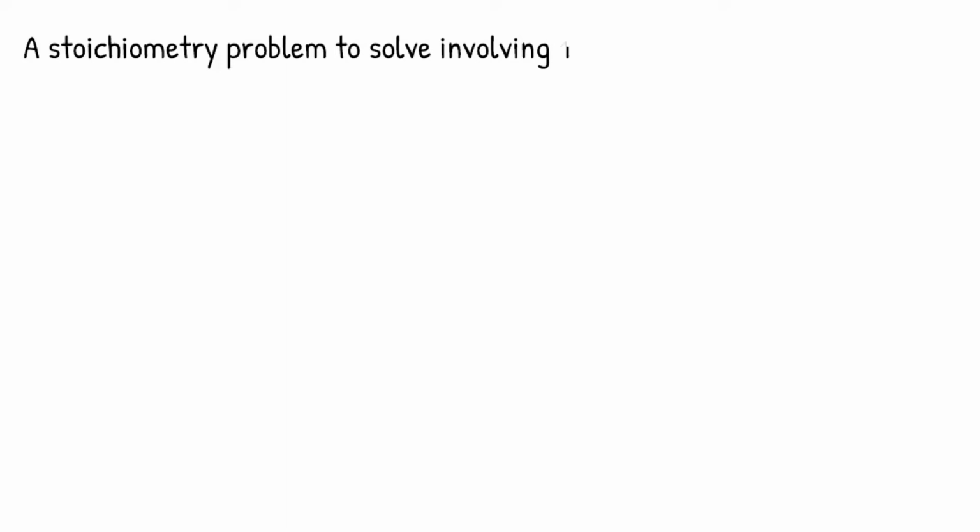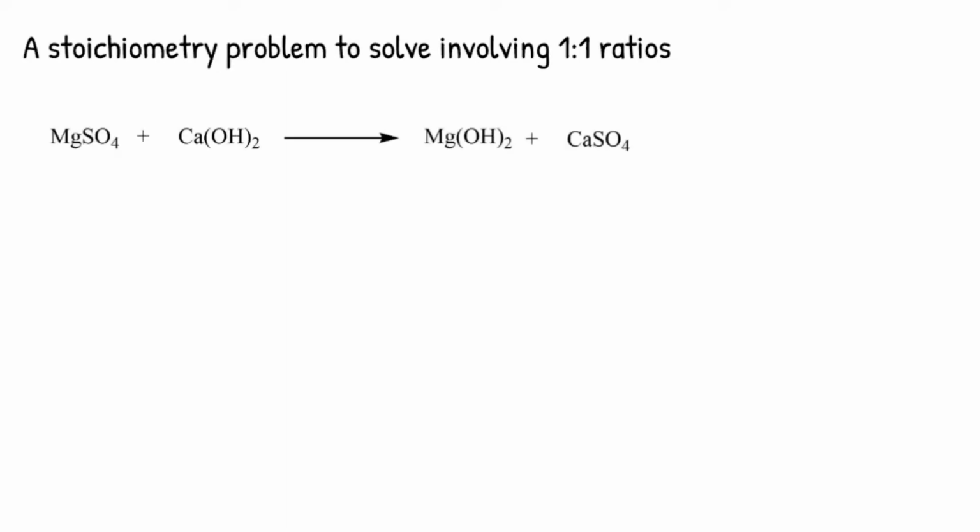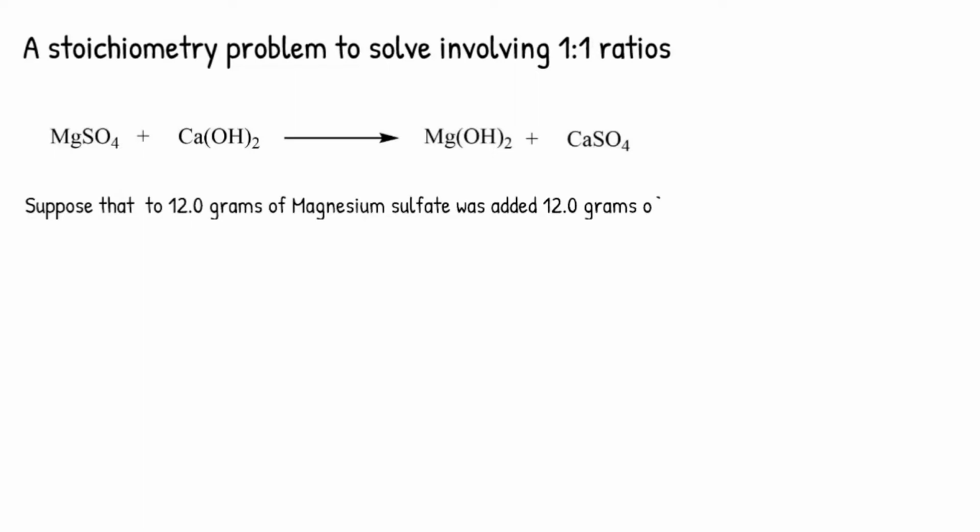This is an example of a stoichiometry problem to solve involving 1-to-1 ratios to begin with. It is assumed that you know how to balance chemical equations. In this example, suppose that 12 grams of magnesium sulfate was added to 12.0 grams of calcium hydroxide.